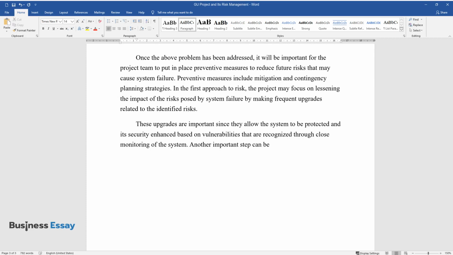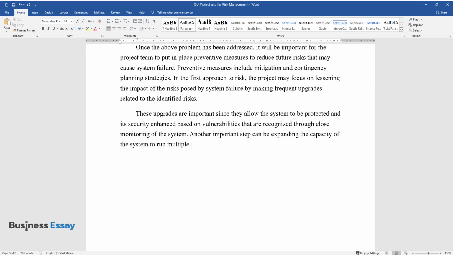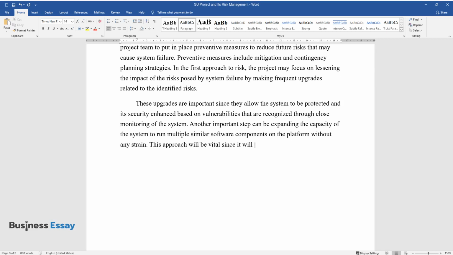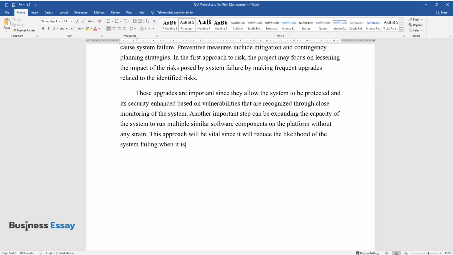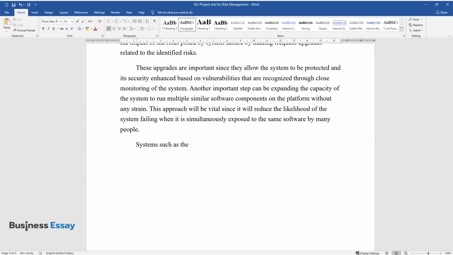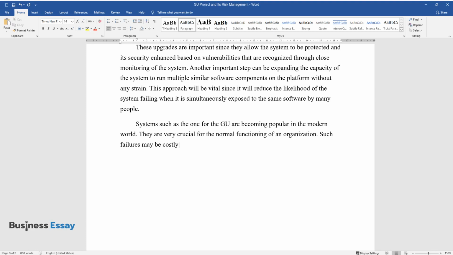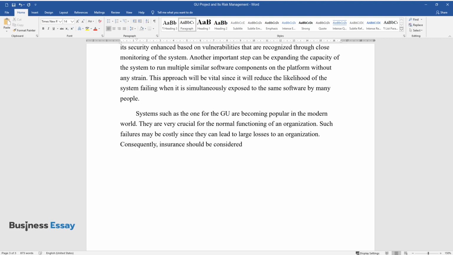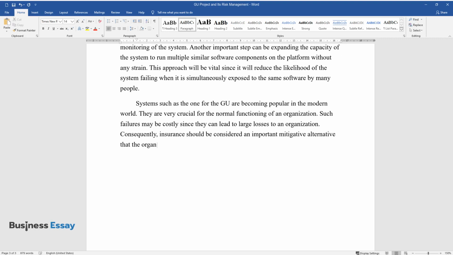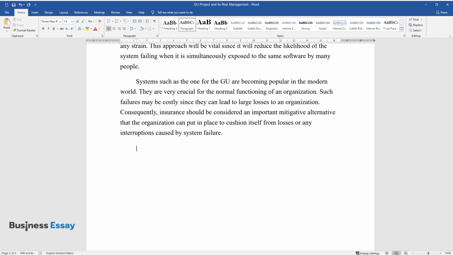Another important step can be expanding the capacity of the system to run multiple similar software components on the platform without any strain. This approach will be vital since it will reduce the likelihood of the system failing when it is simultaneously exposed to the same software by many people. Systems such as the one for the GU are becoming popular in the modern world. They are very crucial for the normal functioning of an organization. Such failures may be costly since they can lead to large losses to an organization. Consequently, insurance should be considered an important mitigative alternative that the organization can put in place to cushion itself from losses or any interruptions caused by system failure.